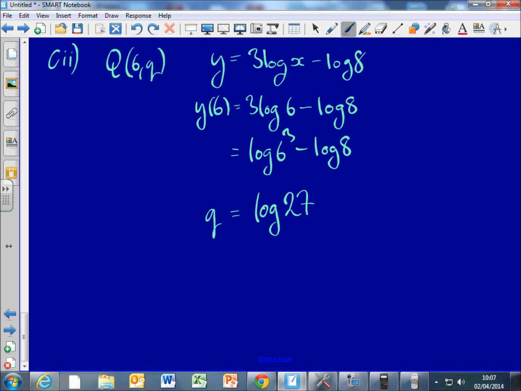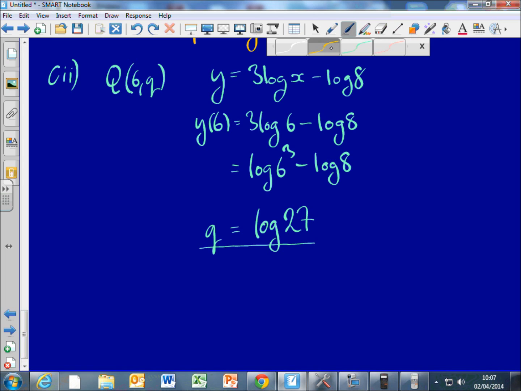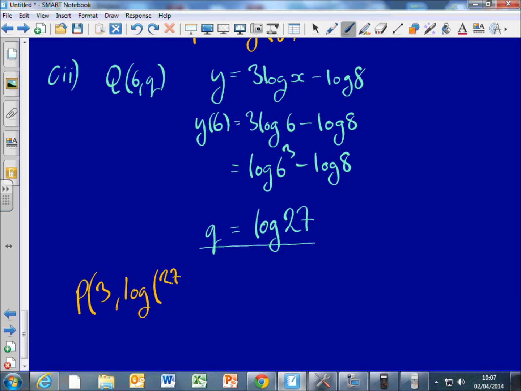We just found the Q value, the coordinate. That's the same as part B, right? Okay. So what we've got then is 2 points. We've got a point P on the curve, which has the coordinate 3 and log 27 over 8. And we've got point Q on the curve, which has the coordinate 6 and log 27. Okay? And we're trying to find the gradient of the line PQ. So how do you find the gradient of the line PQ?